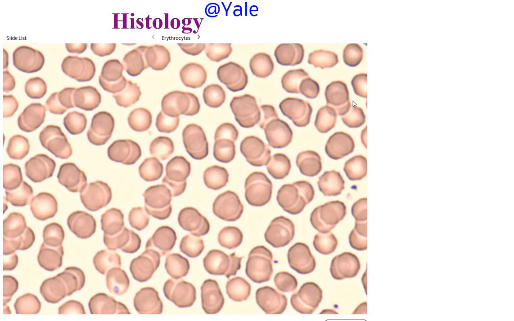And then we will have agranular leukocytes. So these guys are more smooth in appearance. The cytoplasm does not contain those granules. And we will have two types of agranular blood cells.